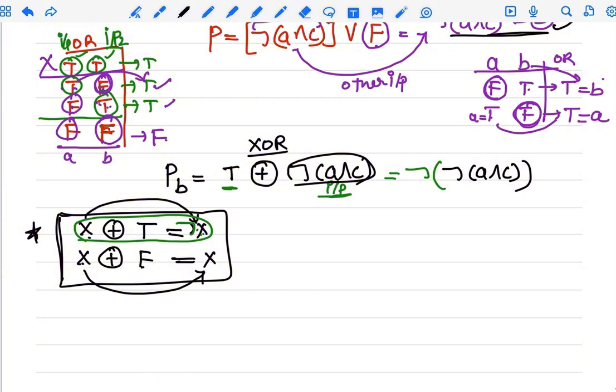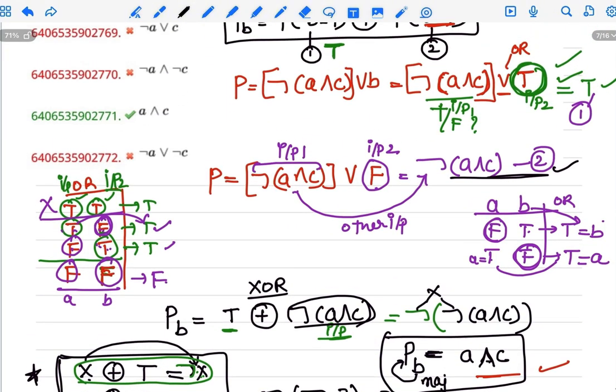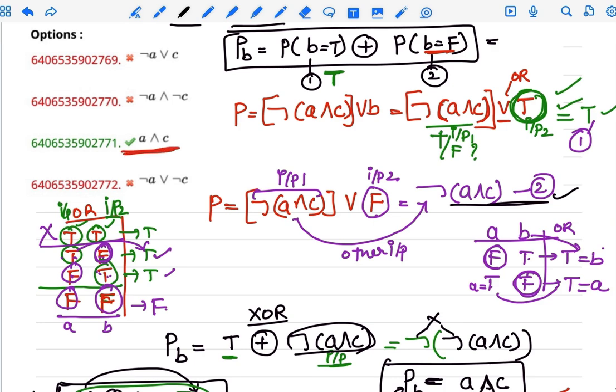By De Morgan's law, negation of negation of any term, for example G, equals G only. The negations cancel. So the answer is A and C. This is P_B, where the major clause B determines the predicate. This is the answer, friends. So we check the options. A and C, this is correct, right? The option is C.